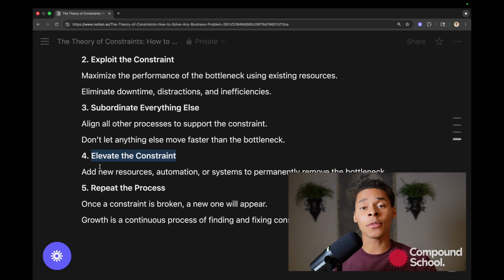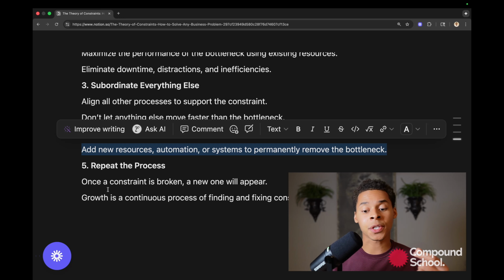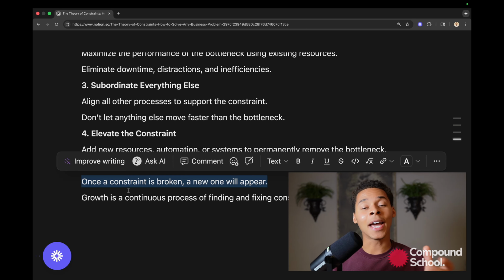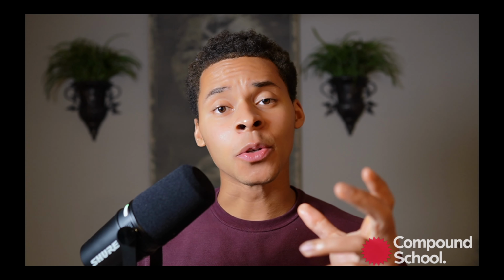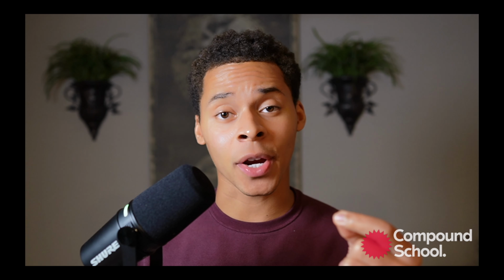Next, we need to elevate the constraint. So we need to add new resources, automations, or systems that permanently remove or alleviate the bottleneck. Lastly, repeat this process. So once one constraint is broken, a new one inevitably appears. Thus is the process of growth. You could think of growth as a continuous process of finding and fixing constraints.